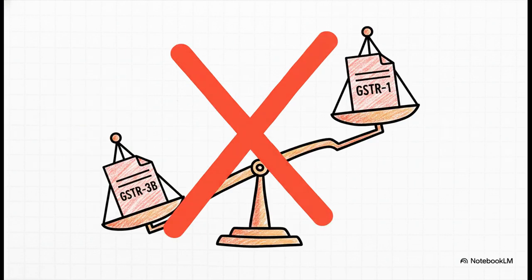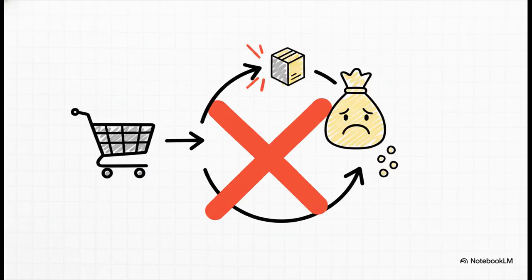Mistake number 2, the cardinal sin of GST filing: allowing your GSTR-1 and GSTR-3B sales figures to mismatch. I can't say it enough. These two numbers have to be identical, right down to the last paisa. Third, completely ignoring customer returns. If you don't use credit notes to adjust for returned items, you will end up paying tax on money you never actually kept. You're literally just giving money away to the government for no reason.